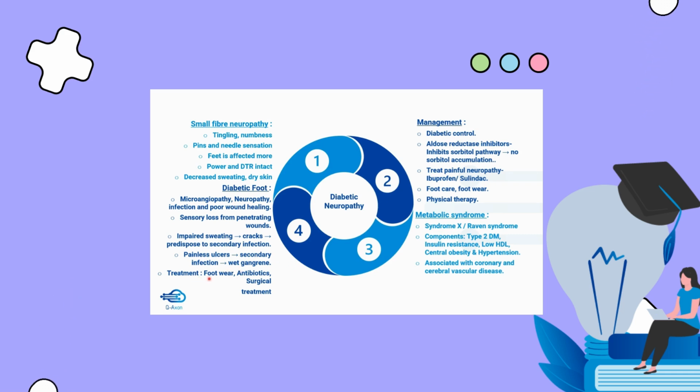And the treatment obviously includes the control of diabetes, right? The blood glucose should be brought under normal physiological range. Then proper footwear is advised, care of the foot is advised, antibiotics, and if the gangrene has developed, then surgical amputation is also needed.